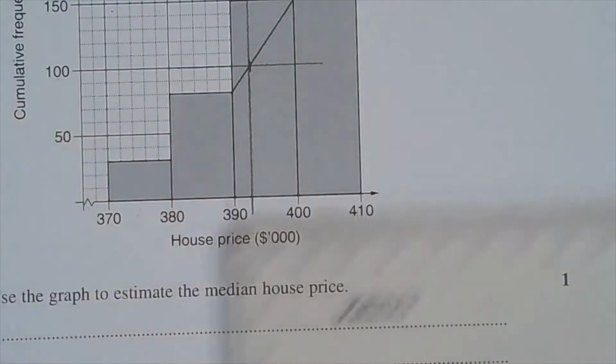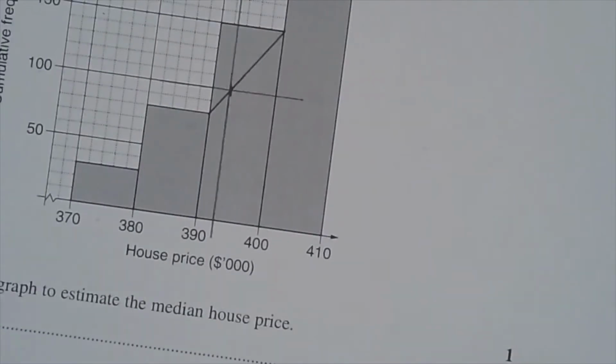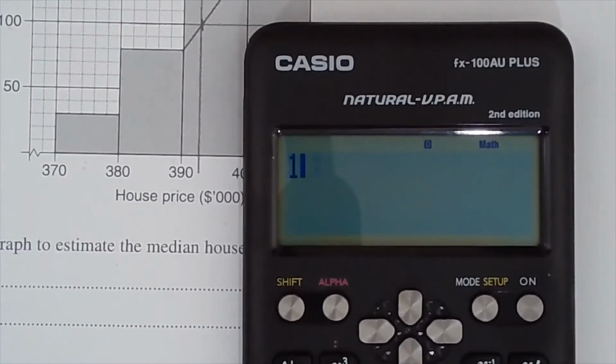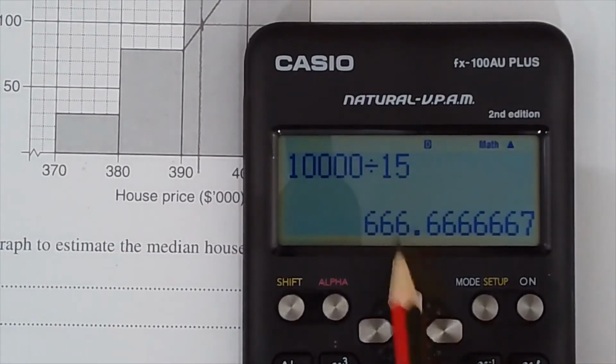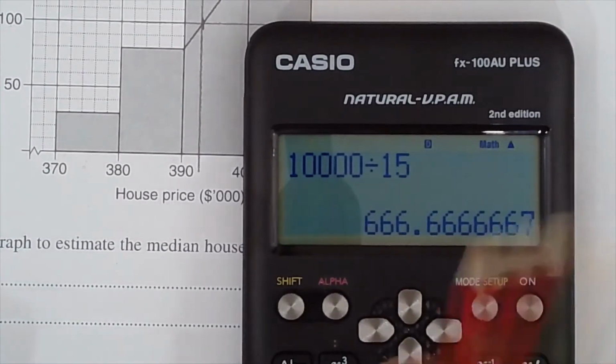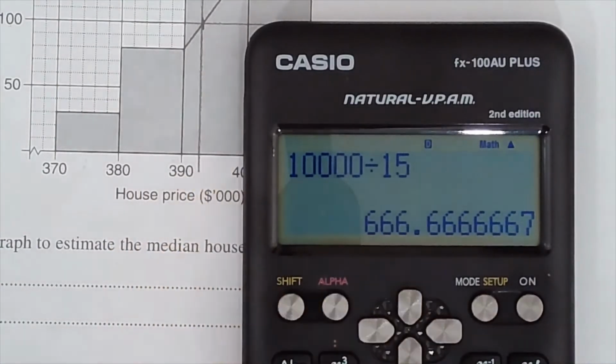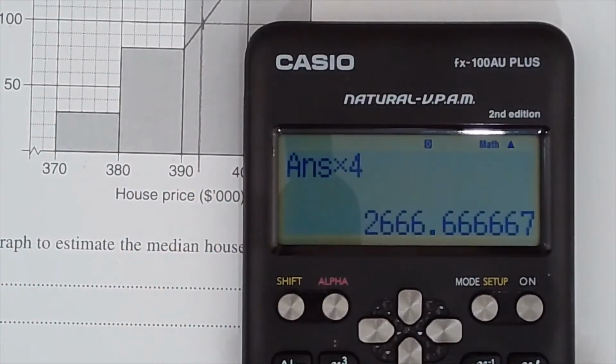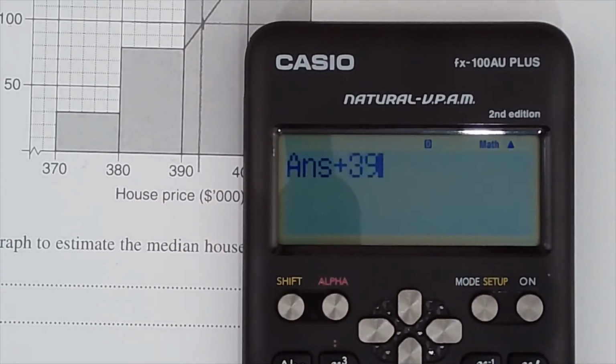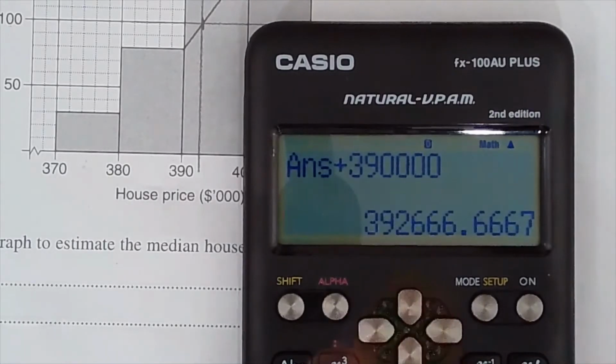So 15 millimeters is equivalent to about $10,000. So 10,000 divided by 15 millimeters. That's the value per millimeter on the x-axis. Multiply that by 4, and we then add that to 390. And we get around $393,000.